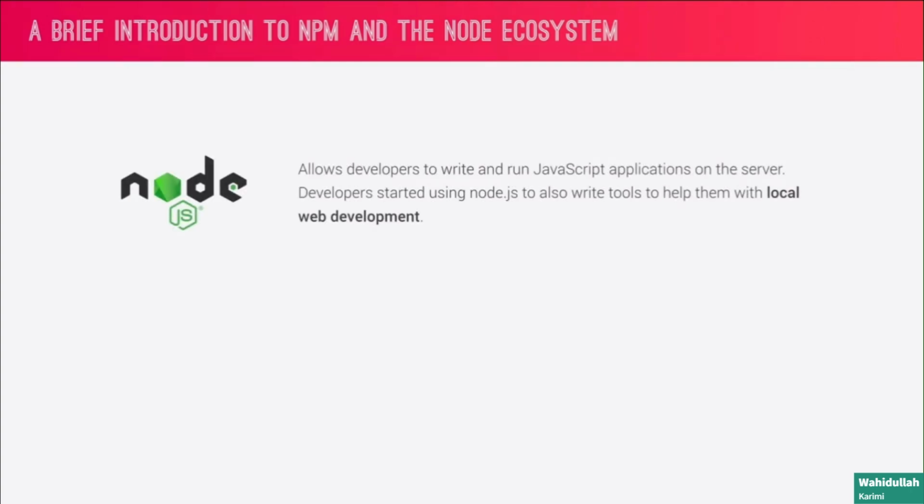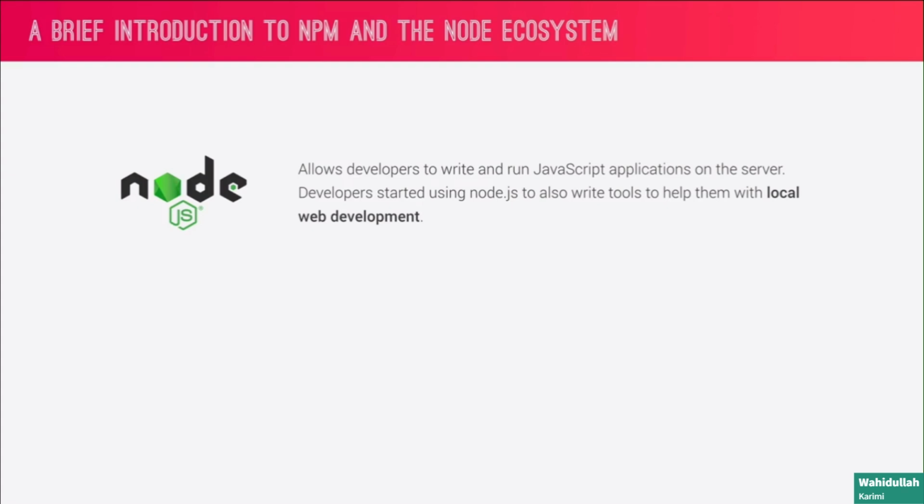So it all starts with Node.js, which is an open source JavaScript runtime that allows developers to write and run JavaScript applications on the server. Now, after some time, developers started using Node to also write tools, like for task automations, or again, to compile SASS, to help them with local web development. And that's what we're focusing on in this course, not the part about writing JavaScript on the server, of course.